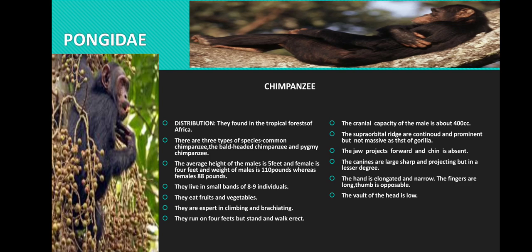The vault of the head is low. The cranial capacity of the male is about 400 cc, and the supraorbital ridges are continuous and prominent, but not as massive as those of the gorilla. The nasal bones are much reduced in length and are fused in the early part of life. The nasal bridge is not elevated. The chin is absent. The jaw projects forward. The canines are large, sharp, and projecting, but to a lesser degree compared to those of the gorilla and orangutan. So these are the main characteristics of the chimpanzee, right? This is all for today.